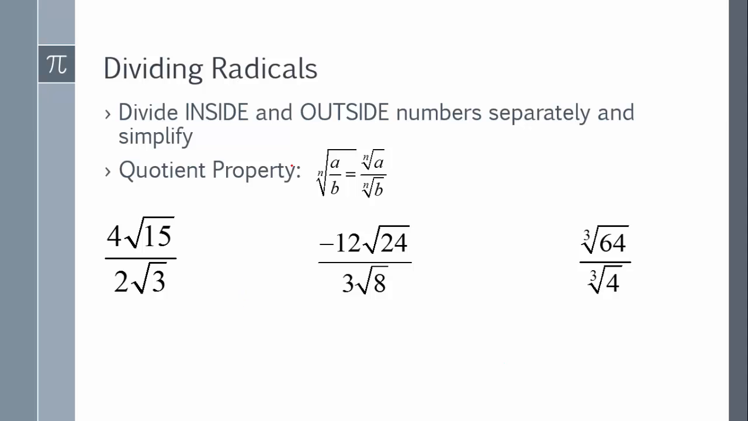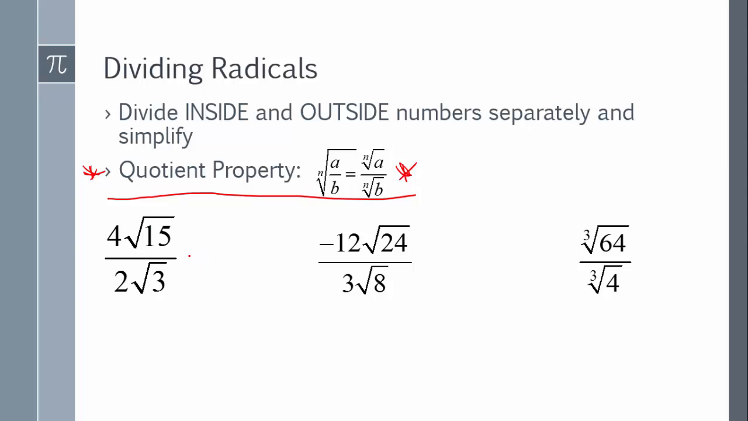All right, now let's talk about dividing radicals. Same idea. Okay, inside and outside numbers get divided separately and then simplified. The property that's at work here from your book is called the quotient property. Basically, and we've talked about this before when we dealt with taking square roots in the quadratics chapter, if you take the square root or any root of a fraction, it's like taking that root of the numerator and then dividing it by the same indexed root of the denominator. So the nth root of a over b is just the nth root of a over the nth root of b. So here's some examples of that.